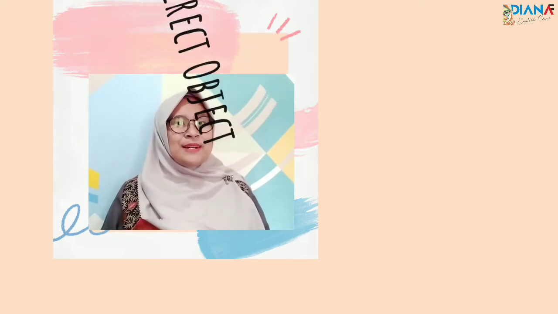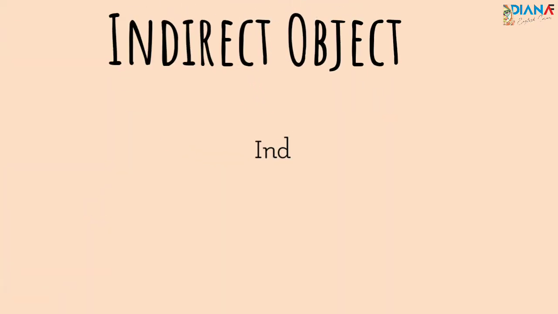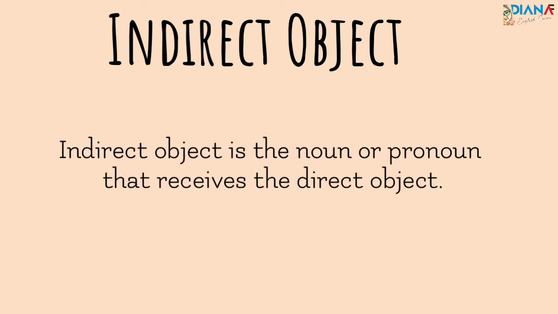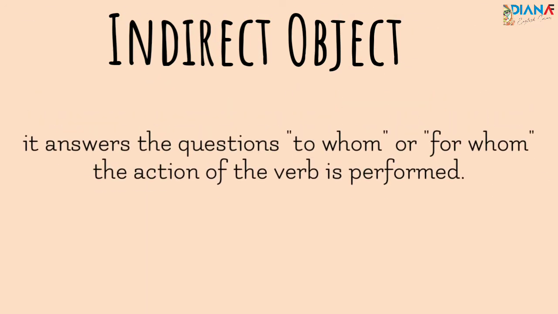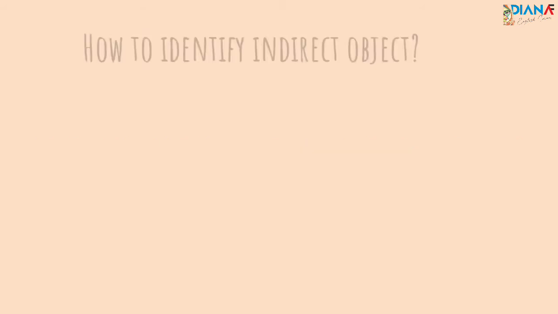Now, let's discuss indirect object. Indirect object is the noun or pronoun that receives the direct object. Dengan kata lain, indirect object merupakan kata benda atau kata ganti yang menerangkan untuk siapa tindakan itu dilakukan. For a sentence to have an indirect object, there should always be a direct object. An indirect object usually comes before direct object. It answers the questions to whom or for whom the action of the verb is performed. It is the one receiving the direct object.